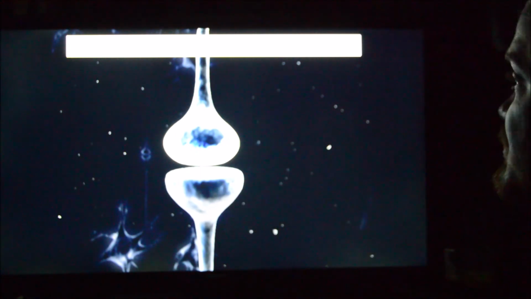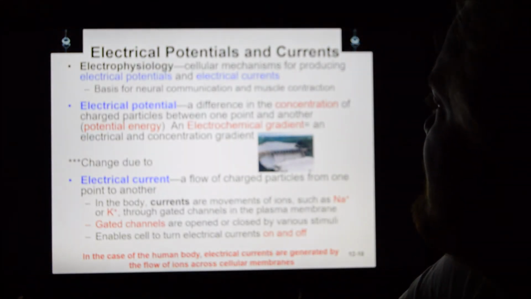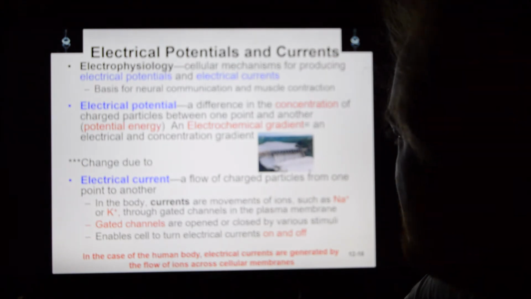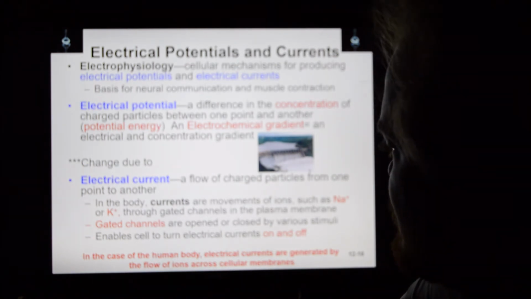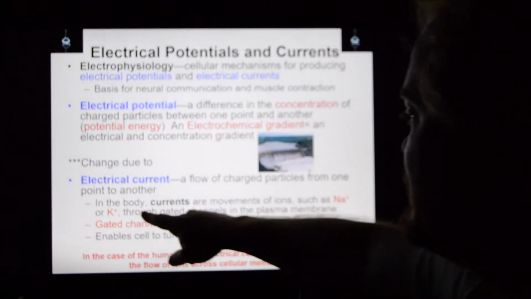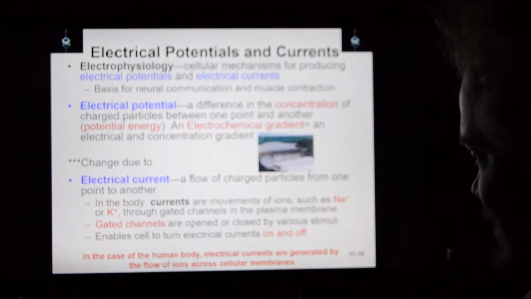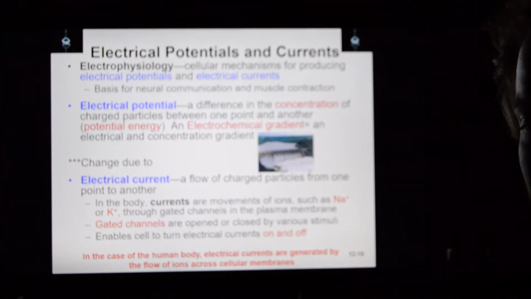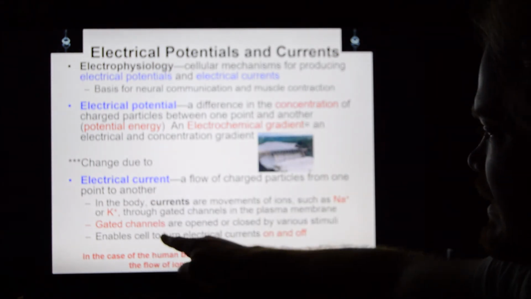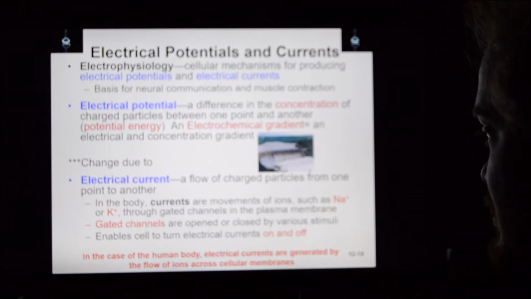Back we are. All right, so action potentials and other interesting stuff. Electrical potentials and currents. The idea is that what we're going to be dealing with when talking about nervous transmission is the movement of charged ions. These are sodium and potassium. Graded potentials, action potentials, it's all based off of the opening and closing of gated ion channels and the exchange of sodium and potassium, leading to what we call a depolarization wave and a repolarization wave.